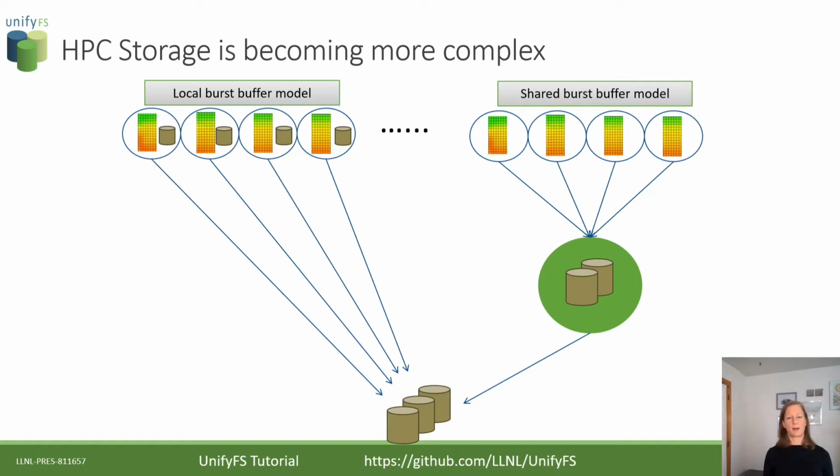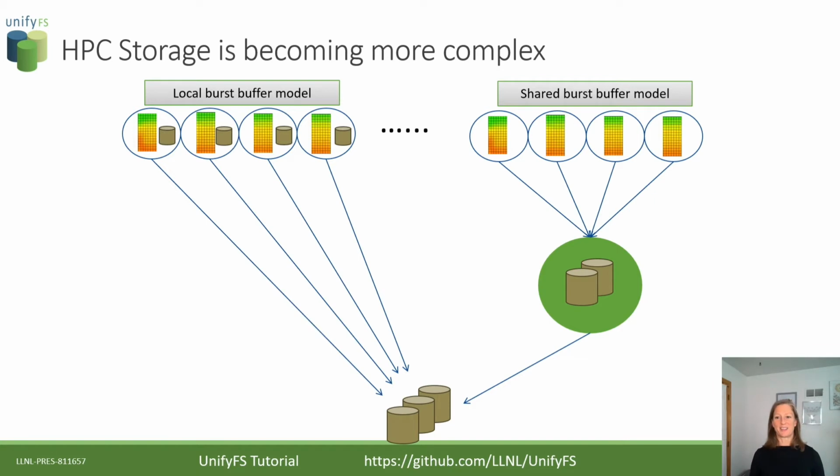We see two models of burst buffers today. The first is called a local burst buffer model, and here the storage devices are located on the compute nodes themselves. We see this model in systems like Sierra at Lawrence Livermore and Summit at Oak Ridge.